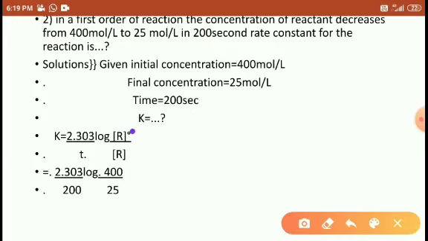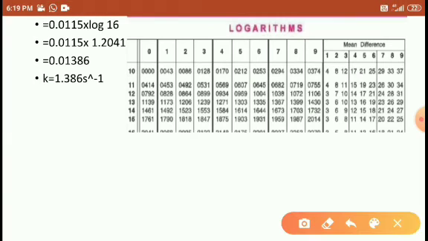2.303 by t, log R naught by R. 2.303 by t, where t value is 200, and 400 is the initial concentration, 25 is the final concentration. When you divide 2.303 by 200, we get 0.0115.